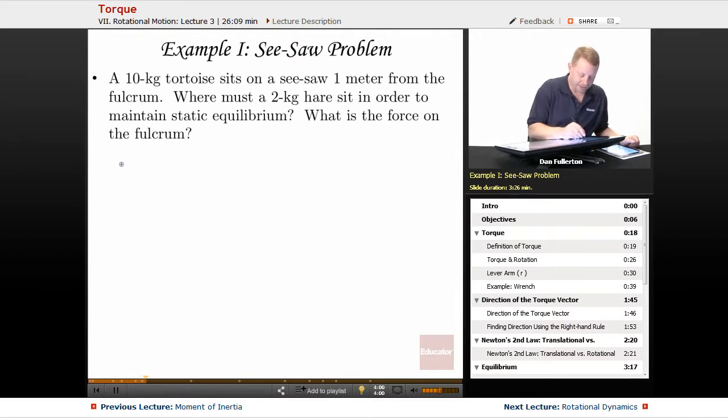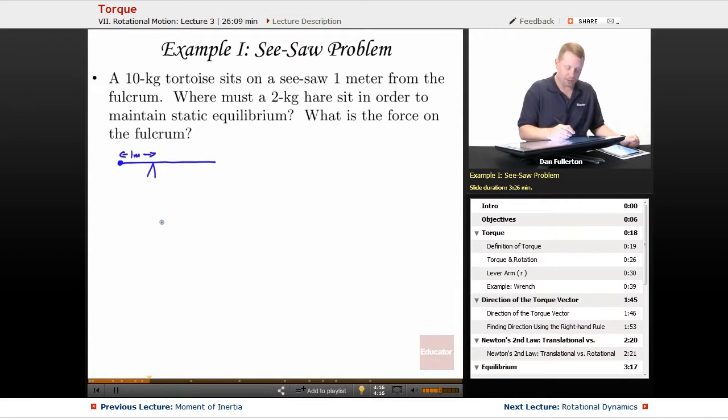Well, let's draw a diagram here of our seesaw first. And we'll put some fulcrum there. We know that our tortoise sits 1 meter from the fulcrum, so that distance there will be 1 meter. And over here at this end, we are going to have our tortoise.